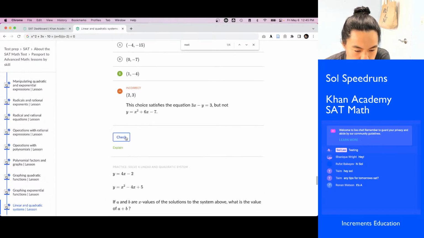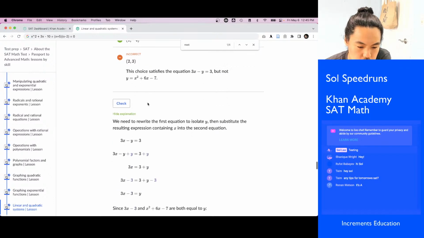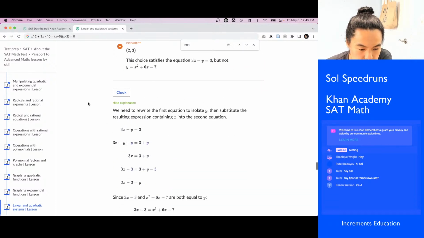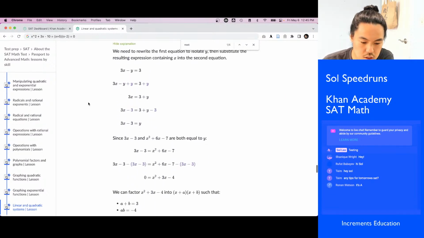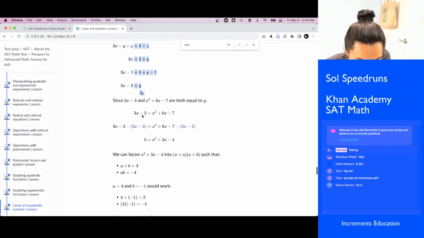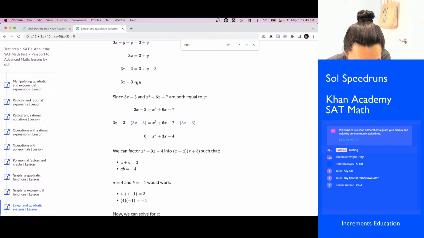Okay, it looks like I need to look at the explanation. Let's look at the explanation. Ronan, it's actually C, by the way. Wait, what's the end result of this? Okay, so I got this. This is fine. I did this on my own. Then we can make them equal to each other. Sure.